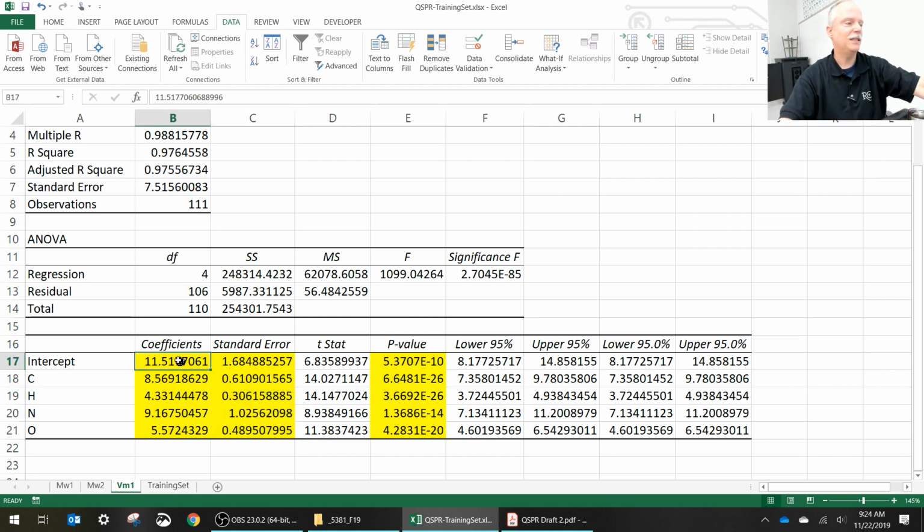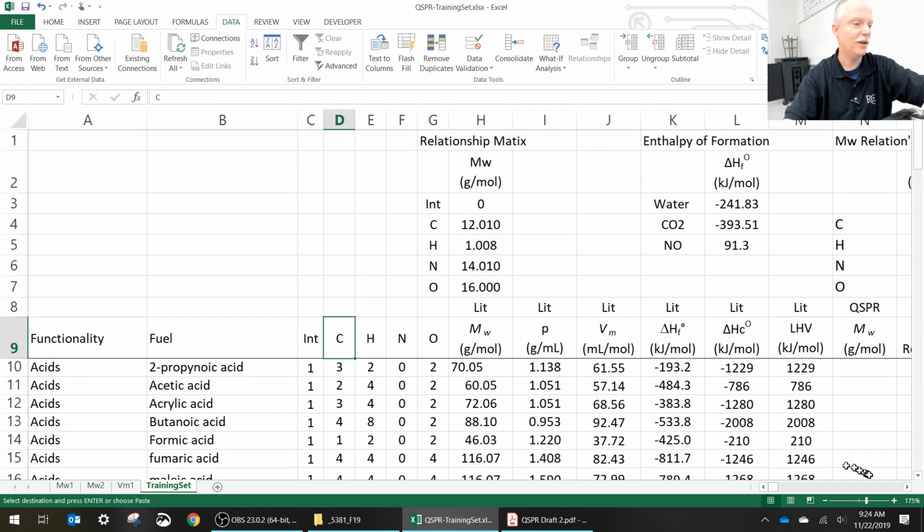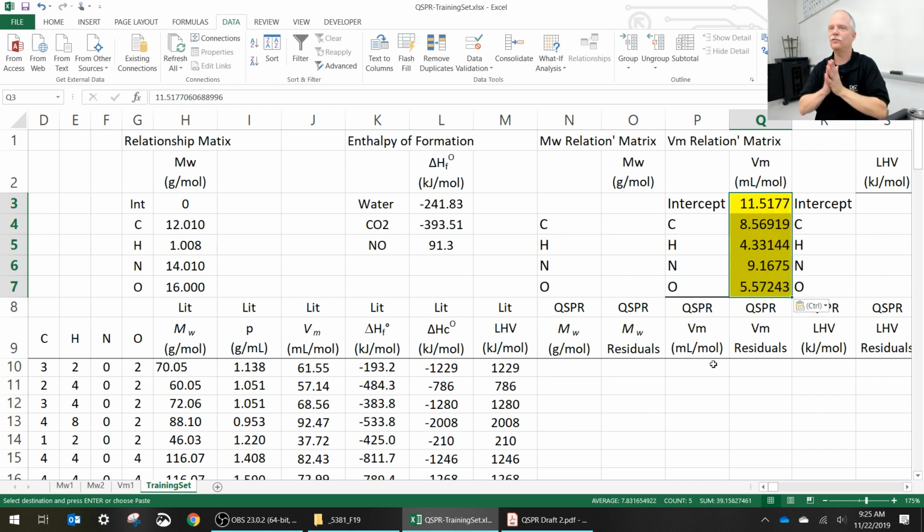So what I want to do is take these coefficients, just select these 5 coefficient numbers and copy them. Everybody grab those 5 numbers and hit Control-C for copy. Then I'm going to come back over here. The way I've constructed this spreadsheet for you, I've got a place for this. We're going to come over here to the VM relationship matrix, and I'm going to paste them right here. Intercept, C, H, N, O. So we have those 4. That's my relationship matrix. Don't be confused, it's just a column matrix. It's one column, but it's still a matrix of numbers.